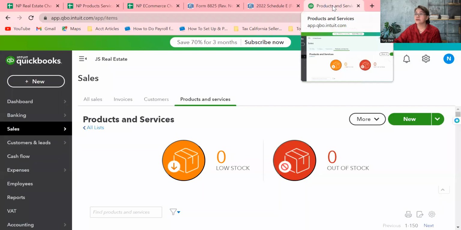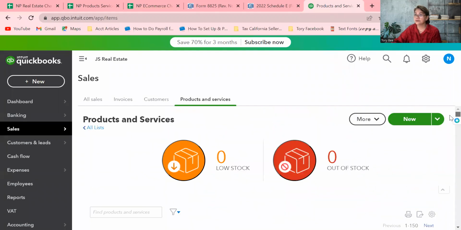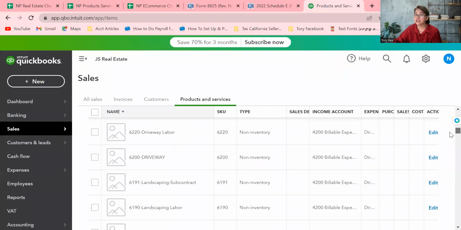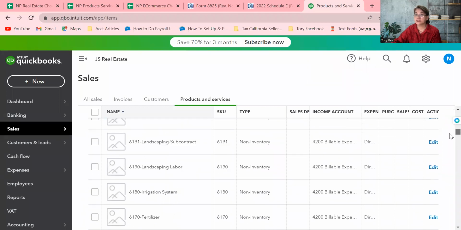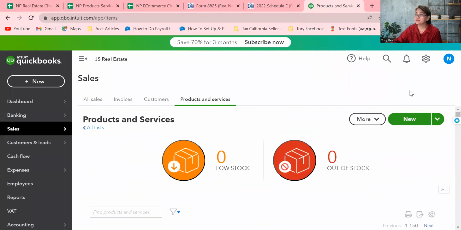Where are we? Okay, here. These are the items that I have already created or added in our products and services, because if I create them one by one, we will only finish the chart of accounts and the products and services tomorrow. So I have already added them in advance.